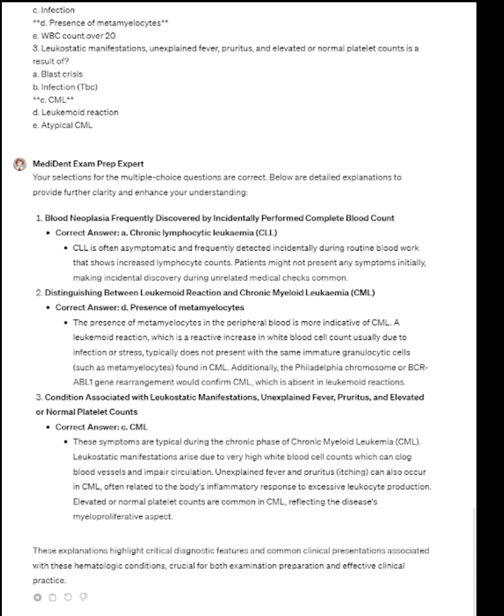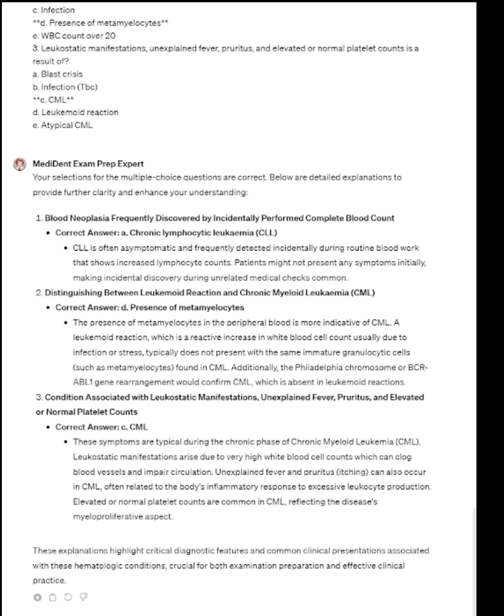Your selections for the multiple choice questions are correct. Below are detailed explanations to provide further clarity and enhance your understanding. 1. Blood neoplasia, frequently discovered by incidentally performed complete blood count. Correct answer: A. Chronic lymphocytic leukemia, CLL.